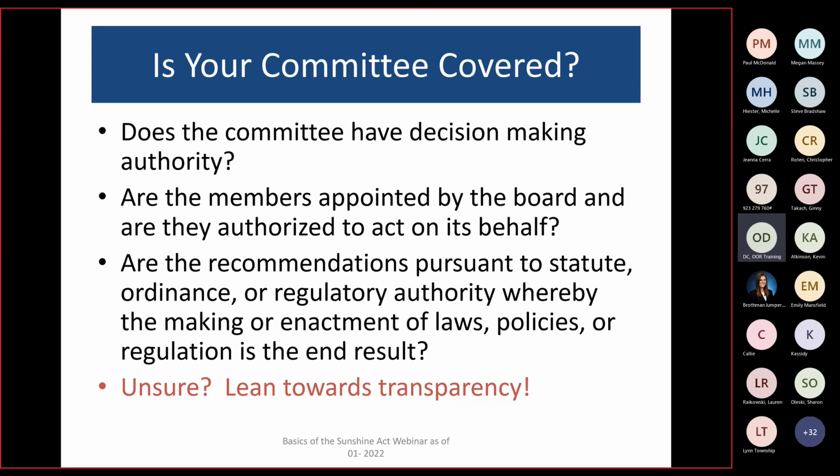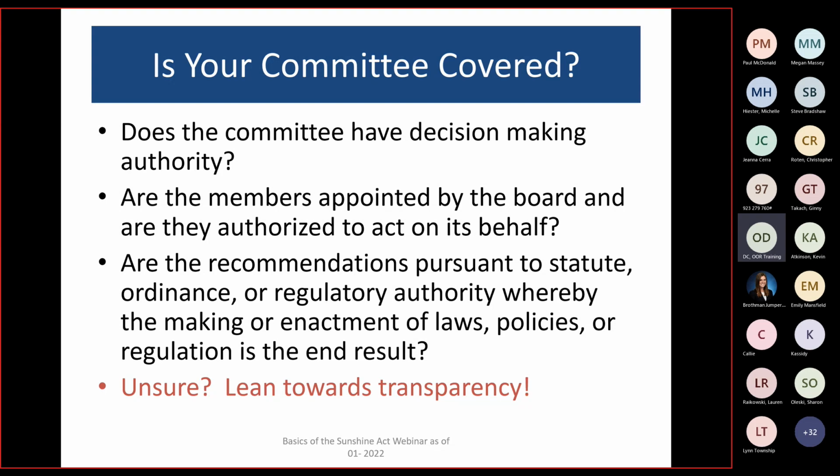First offhand, the court asked the question, does the committee have decision-making authority? And like we said earlier, there are some committees that simply don't. They're fact-finding, or they haven't been tasked with any decision-making authority by the appointing authority. Then it asks the question, are the members appointed by the board and are they authorized to act on its behalf? Well, other than the example that I have given, you might ask the question, why would you have a committee that isn't appointed by the board, and why wouldn't they be acting on the board's behalf?